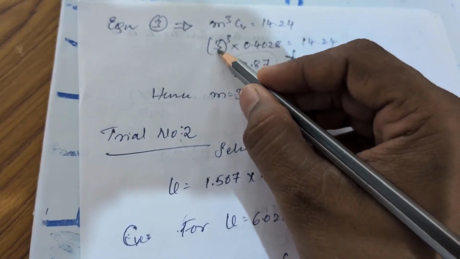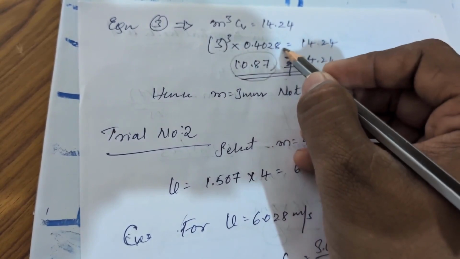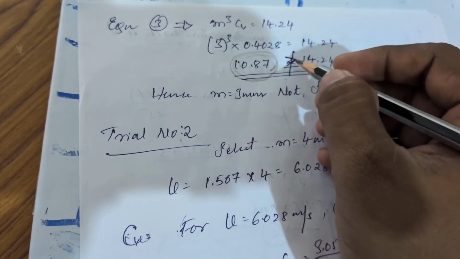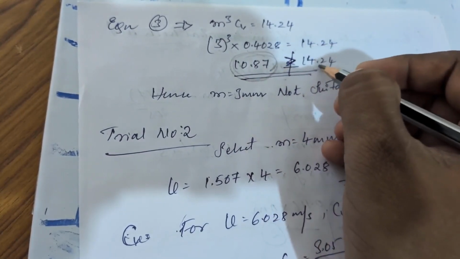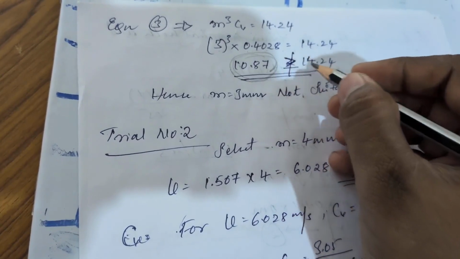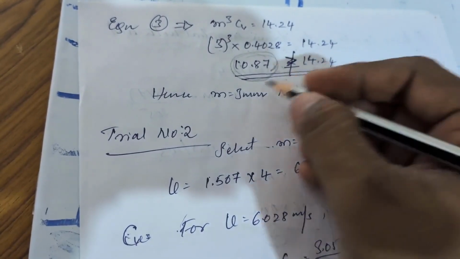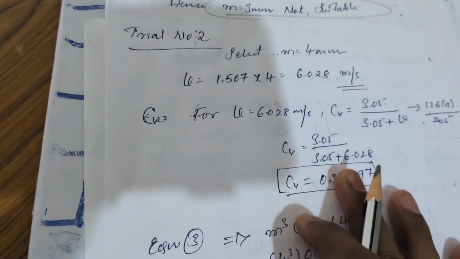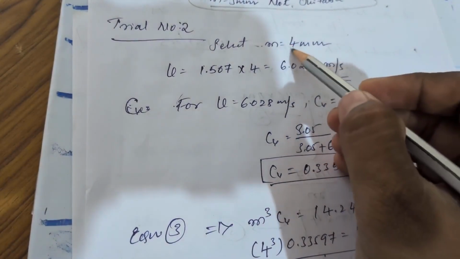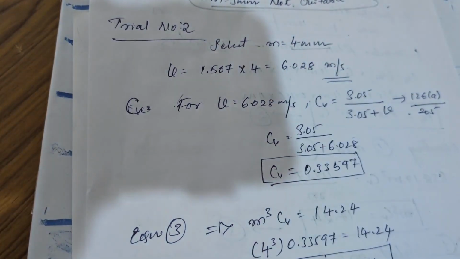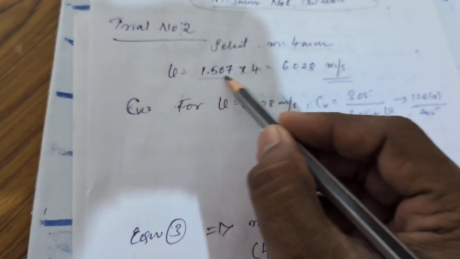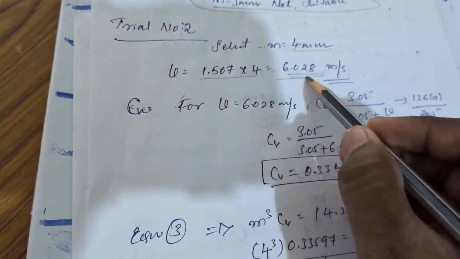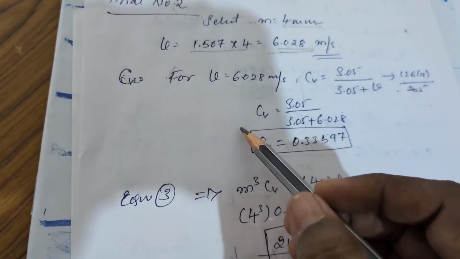So, if I substitute m as 3, CV as 0.4028, then I got this value as 10.87, which is not greater than 14.24, and also not equal to 14.24. So this m equal to 3 is not suitable. Next I will go for trial number 2, where I will take m as 4 mm, and the same thing, I will calculate the velocity 1.507 into 4. So you will get the value as 6.028.